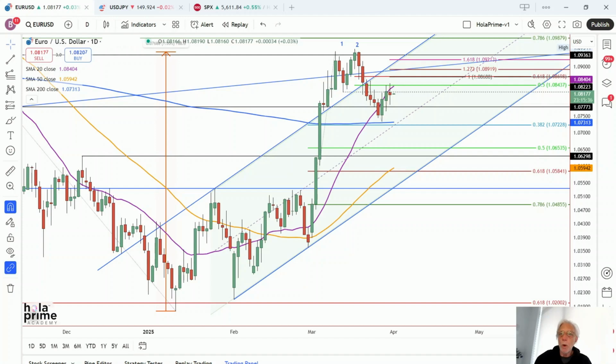This is Bruce for Ola Prime, taking a look at the euro dollar, the dollar yen, and the S&P 500 index today, starting with the euro dollar. So we've been talking about this bounce off the blue 200 moving average, and you can see it's only been 2 days up, finding resistance roughly around the 20 moving average and the 50% retracement.